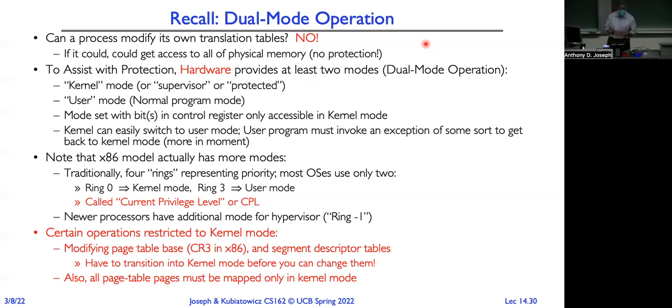Now, certain operations, again with dual mode operation, we're going to restrict to being in kernel mode. So changing that CR3 register, changing the segment map, you can only do that in kernel mode. That way we can guarantee that the user can't change what their translation mapping is. Also, there was a question about reading and writing the page table entries themselves. That has to be done in kernel mode. You can't modify them or read them from user mode.